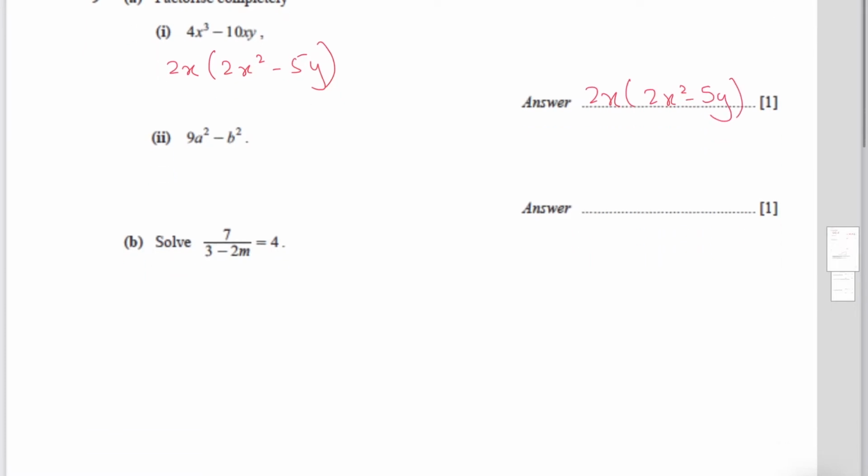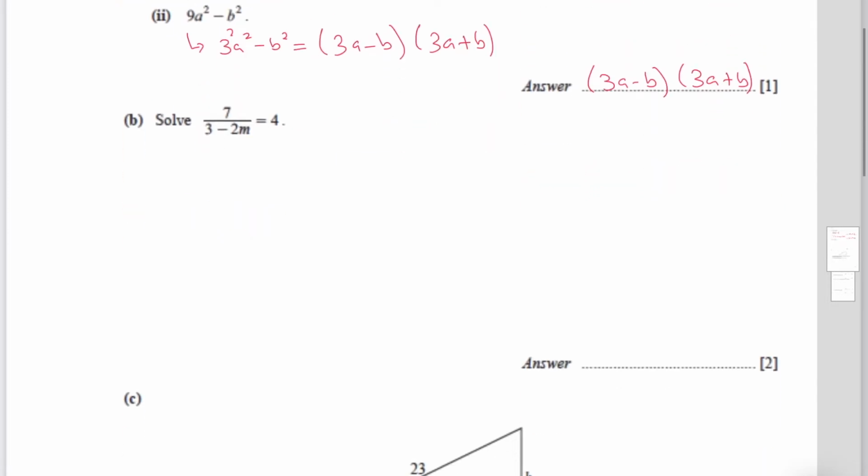The next part says 9a square minus b square. That means you have to factorize this as well. This expression can be converted to 3 square a square minus b square, which eventually turns to 3a minus b times 3a plus b. You write it over here. This becomes 3a minus b times 3a plus b.